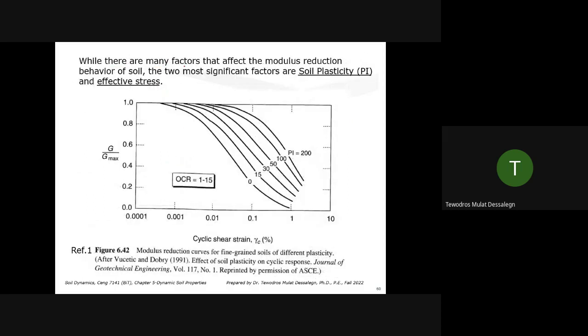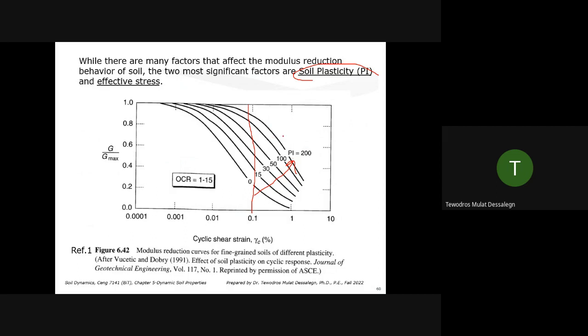While there are many factors that affect the modulus reduction behavior of soil, the two most significant factors are soil plasticity and effective stress. As the plasticity index increases, what happens to the Gmax curve? Plasticity index 0, 15, 30, 50, 100. Does Gmax increase or decrease? Let's pick some strain value at 0.1, let's say.